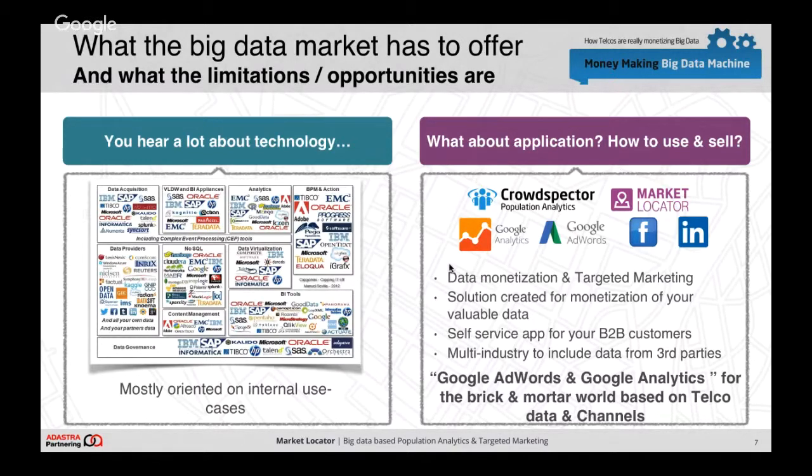So on the other side of the table, we have Google Analytics, Google AdWords, Facebook, LinkedIn. So solutions that are leveraging the data they know about the customers, and they provide a new solution on top of this. And this is the approach we took with the big data monetization at Slovak Telekom, at Orange, and at O2 here in Europe. So creating this Google AdWords and Google Analytics for the brick and mortar world of telcos and banks.